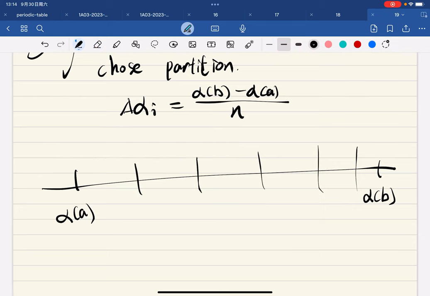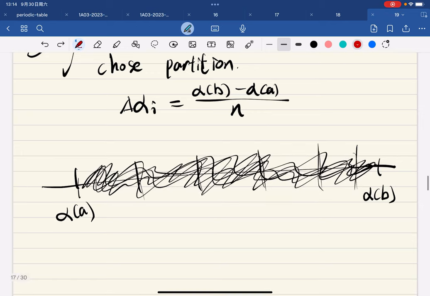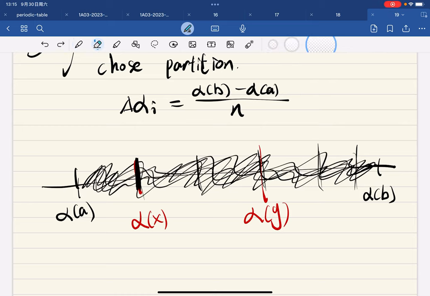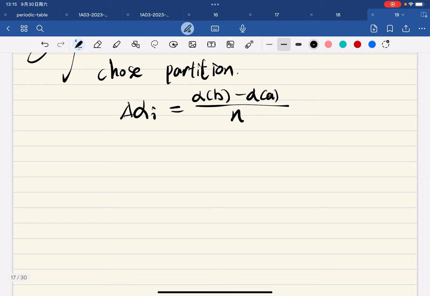Why can we subdivide the interval like this? We can do this because alpha is continuous, which means that we have the intermediate value theorem. For any value in this interval, say this, there exists an x such that alpha x is equal to this, for any alpha y, right? So such a construction is possible, it's doable. I'm just explaining some easy stuff to you guys. So by the intermediate value theorem, right?